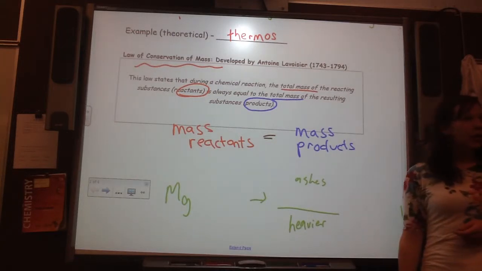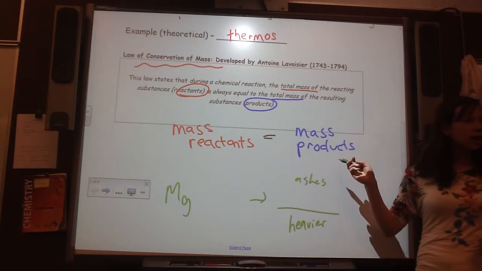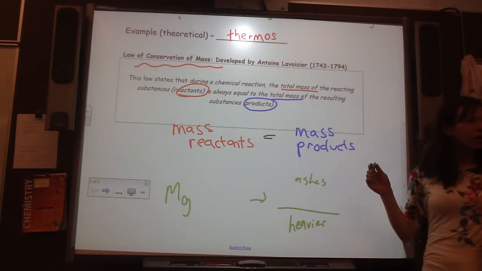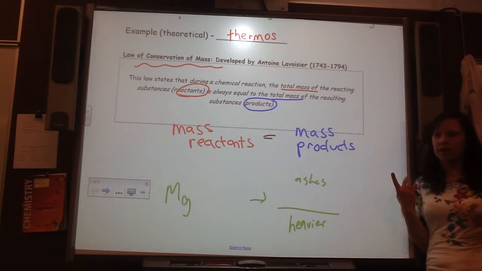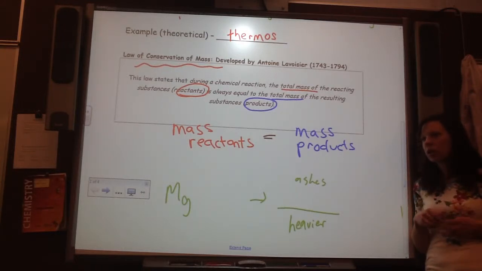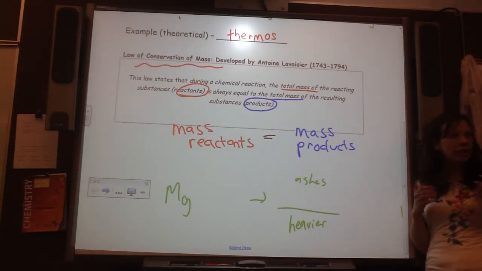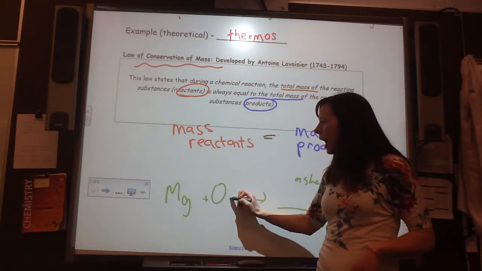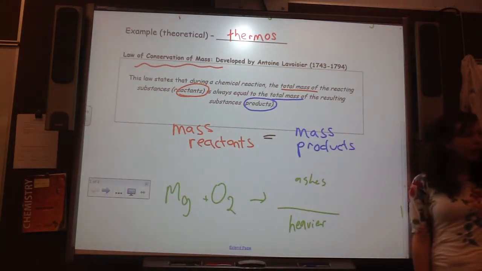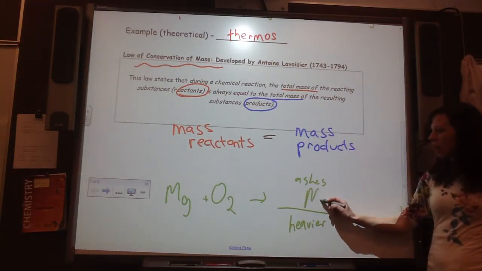Why? The ashes are heavier? Well, that doesn't make sense according to this law, right? If I weighed the magnesium before and then weighed the ashes after, how could the ashes weigh more if this law says that they can't? When it burns, would it take in some surrounding gases? Exactly. What type of gas do you think it would want to take in? When we burn something, it takes in oxygen. So what actually happens is we add oxygen to magnesium when we burn it, and then we get magnesium oxide.